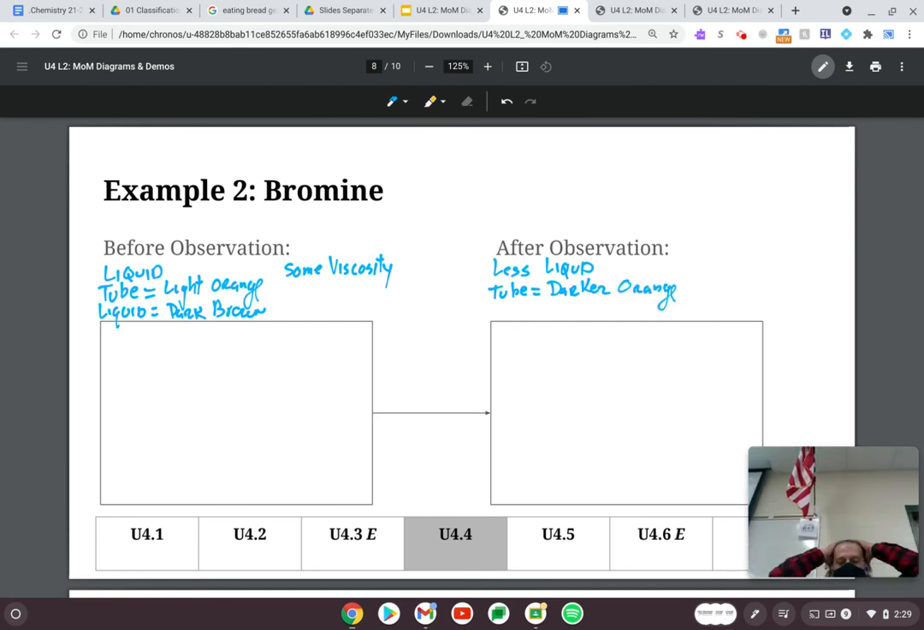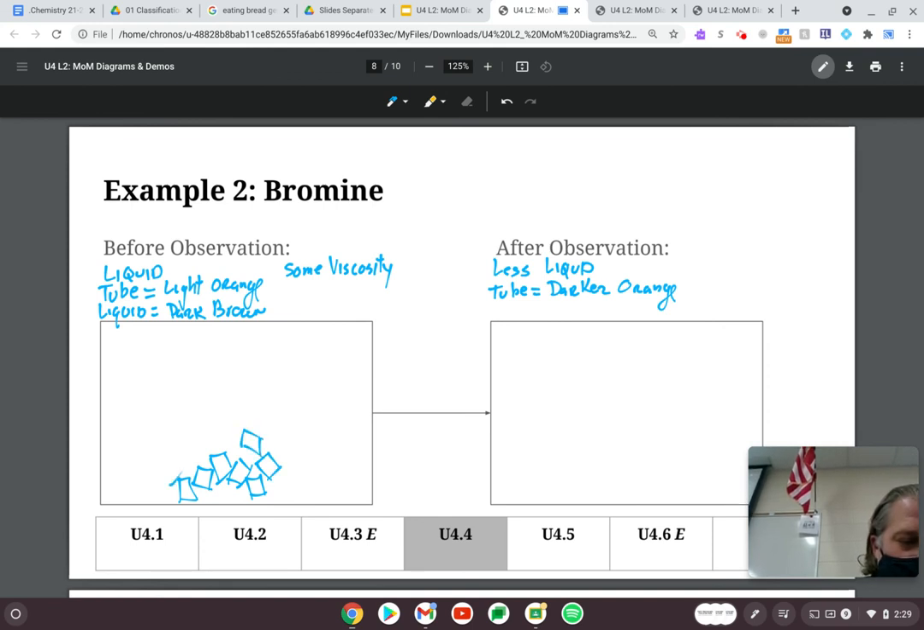So, if I was to draw this as a liquid, I would draw it disorganized, but touching. All right, and I drew 8 of them.